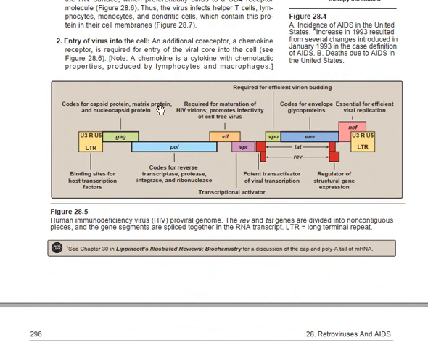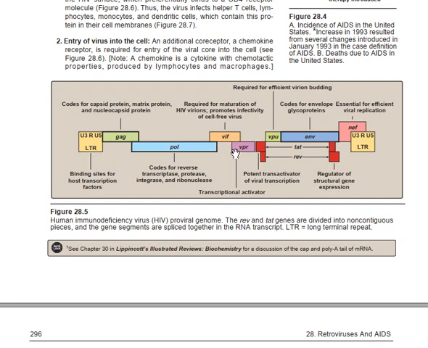Now this is the human immunodeficiency virus genome. You need to know that in the genome we have the binding site for host transcription factor. You are going to have the code for the capsid protein, matrix, and the nucleocapsid protein. You are going to have the code for the reverse transcriptase, the protease, the integrase, and the ribonuclease enzymes. This is required for the HIV virion and promotes infectivity.